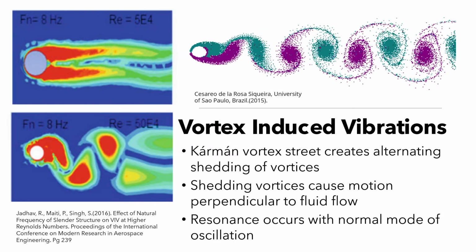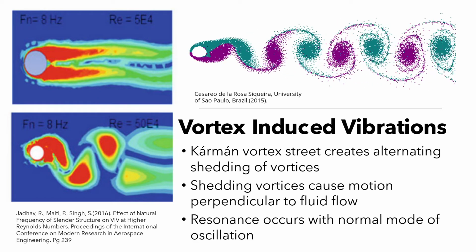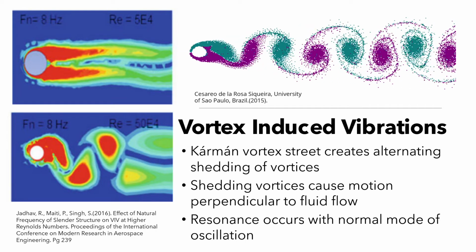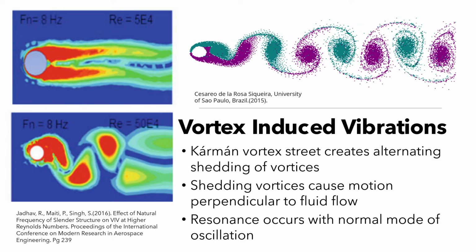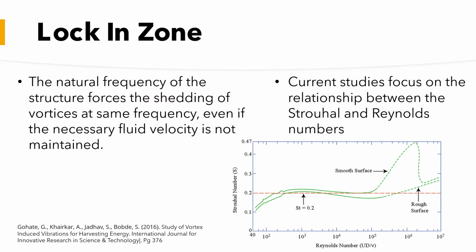If the natural frequency of the structure and the frequency of the shedding vortices become aligned, the property of resonance occurs. This resonance causes the vortices to be shed at the same frequency of the oscillations, creating the vortex-induced vibrations. The resonance frequency of the structure has a small range known as the lock-in zone.